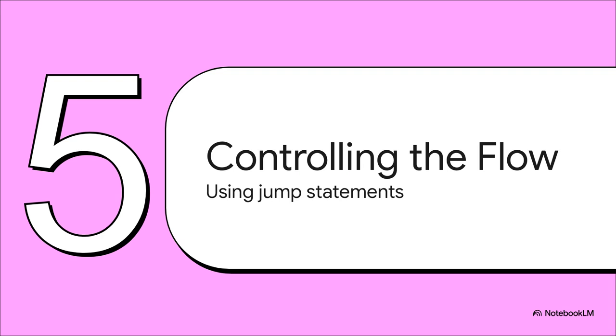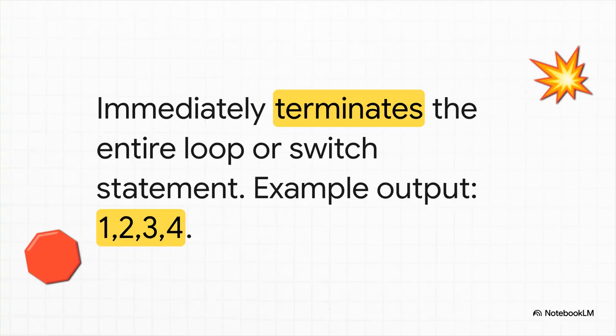Okay, last big concept for today. Sometimes you're in the middle of a loop and you need to break the rules. You need to get out early or maybe just skip ahead to the next round. How do you do that? Well, for that we have jump statements. First up is the break statement. The best way to think about break is like pulling the emergency brake on a train. It is a full stop. When your code hits a break statement inside a loop, it immediately kills the entire loop, no questions asked.